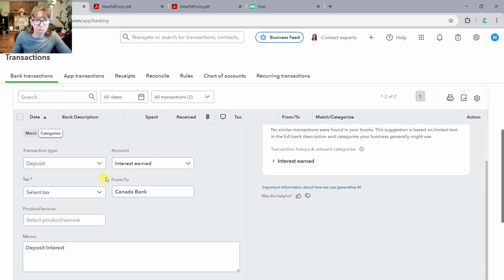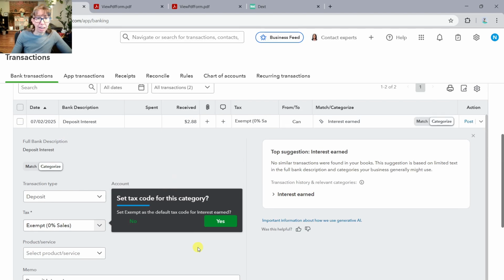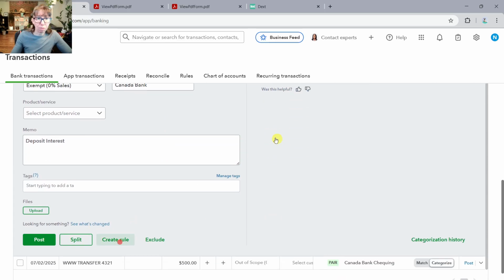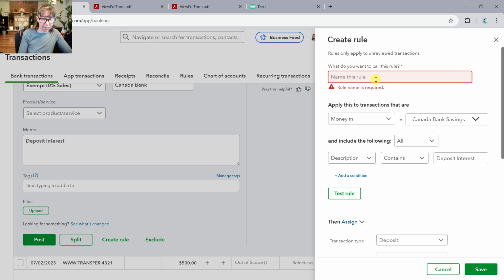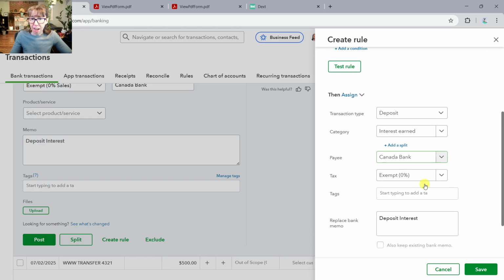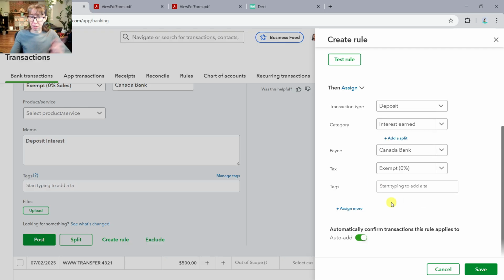It's a deposit, interest earned. Sales tax is zero rate, sales tax is exempt, and it's from Canada Bank. Let's go ahead and create the rule, and we'll say CB for Canada Bank savings deposit interest. Money in, deposit interest, everything that we've lined up. I don't like to replace the bank memo because if they change that, I want to see what it changes, and I don't want to auto-add. I want to see it each time. It's pretty quick to pop in from the rule when we see it. So I'm going to hit save.